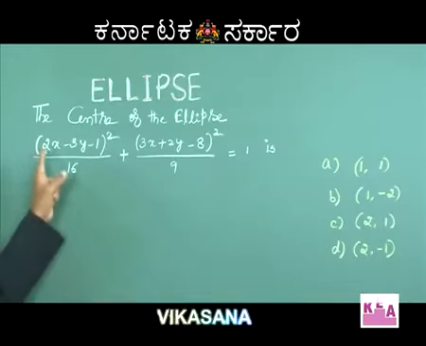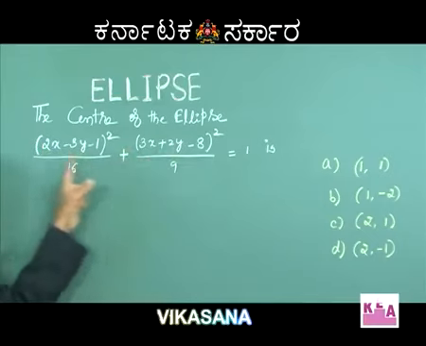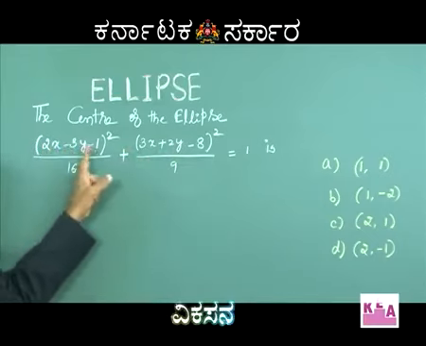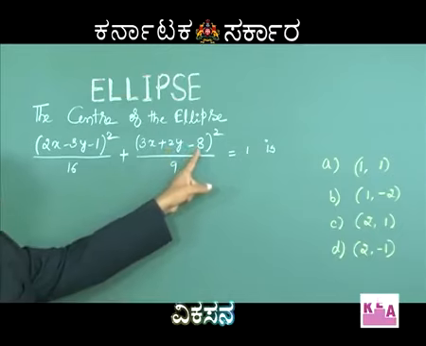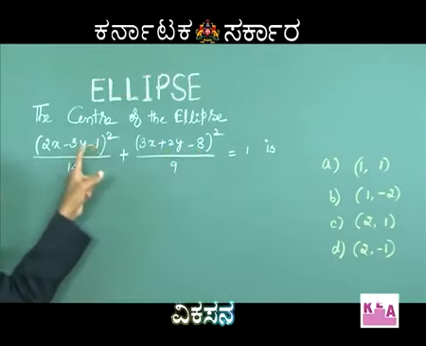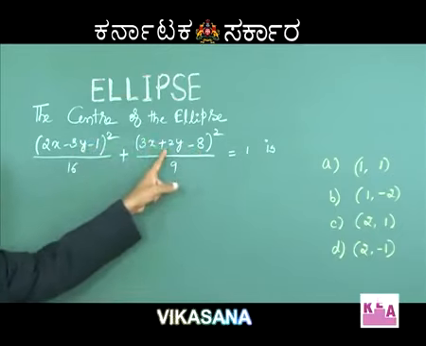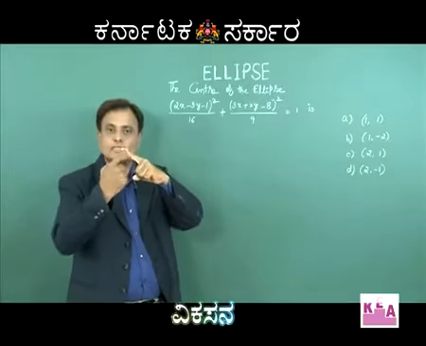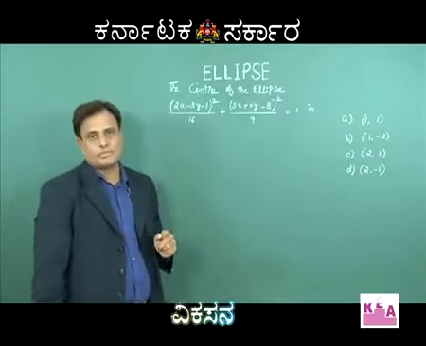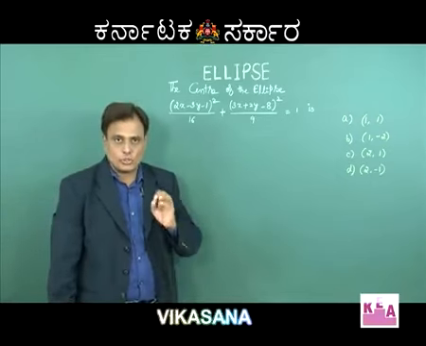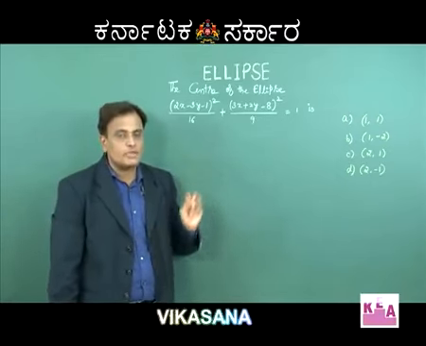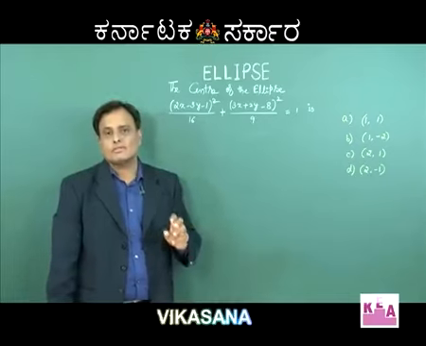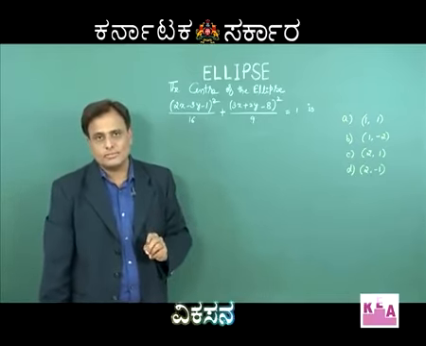In the numerator you observe this ax plus by plus c. If you equate these to 0, they represent straight lines, and the simple technique to remember is that the point of intersection of these two lines will be the center of the ellipse. Please note down once again. Clearly it is a totally different question for you. It's not a regular question.